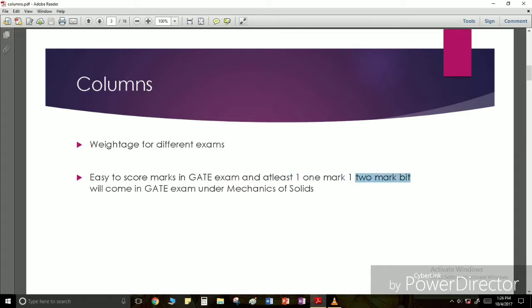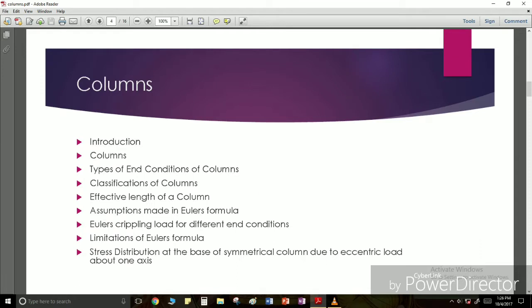Okay, moving on to the next slide. Different topics we are going to cover in columns: introduction to columns, the definition of columns, types of end conditions of columns, classification of columns, effective length of a column, assumptions made in Euler's formula, Euler's crippling load for different end conditions, limitations of Euler's formula, and stress distribution at the base of a symmetrical column due to eccentric loading.